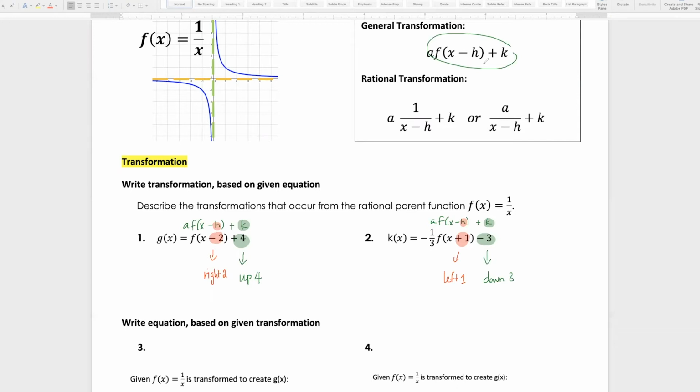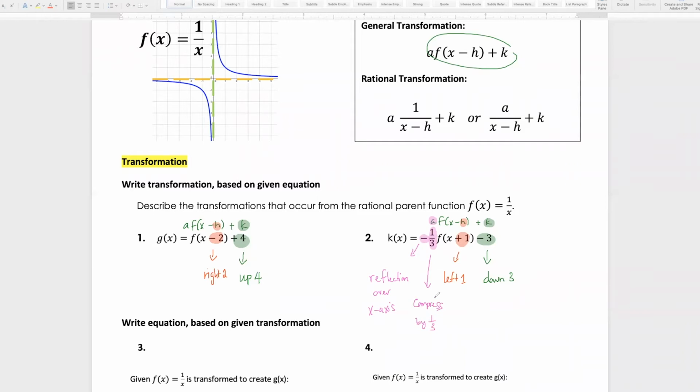Okay. And then finally, I have negative. Ooh, every single time you see negative, right away, you know that it's going to be a reflection over the x-axis. All right. And then we also have 1/3. All of these are A, right? So 1/3 compared to 1, it's a small number. So when it's a small number, it's going to be compressed by 1/3. And that's it.